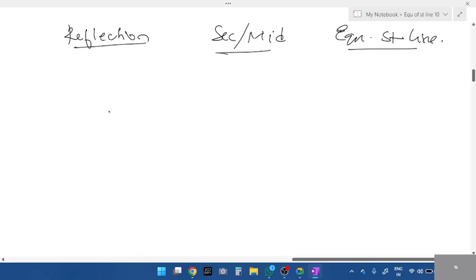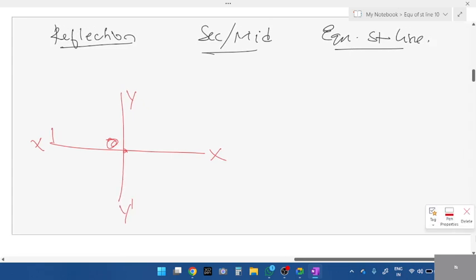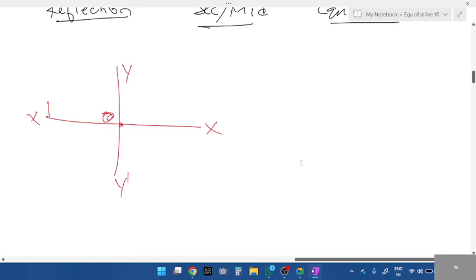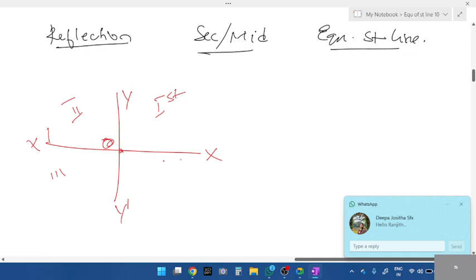Fine. First, reflection. In reflection, we'll cover all the topics. We'll start with axis x, o, x dash, then we have y, o, y dash. So first, all about reflection. Now, in reflection, we have 3 points. First quadrant. Whatever point lies in this, we call quadrant. Second quadrant, third quadrant, fourth quadrant.